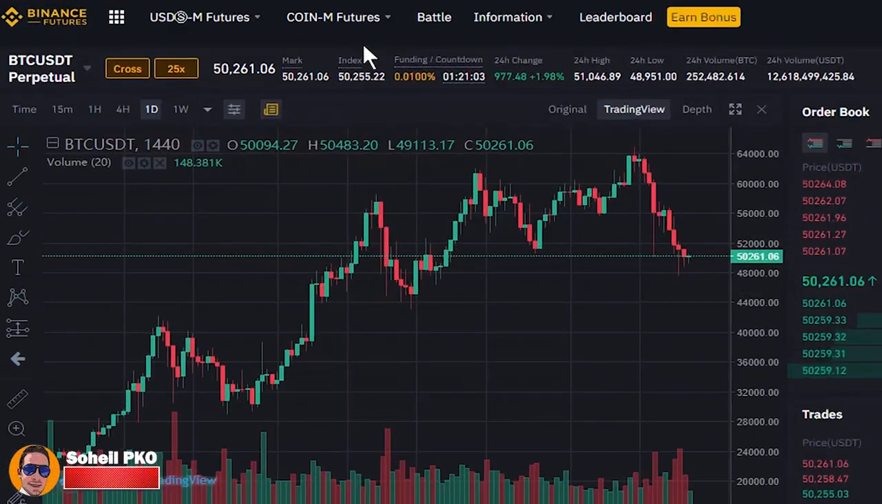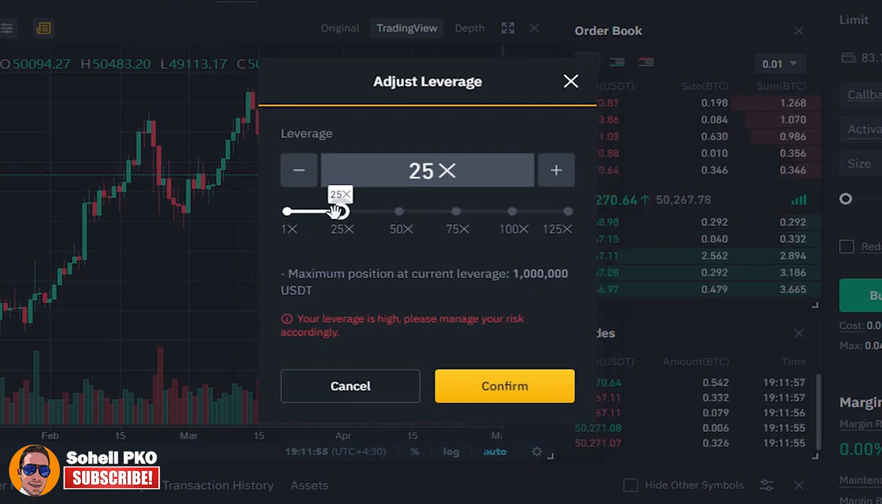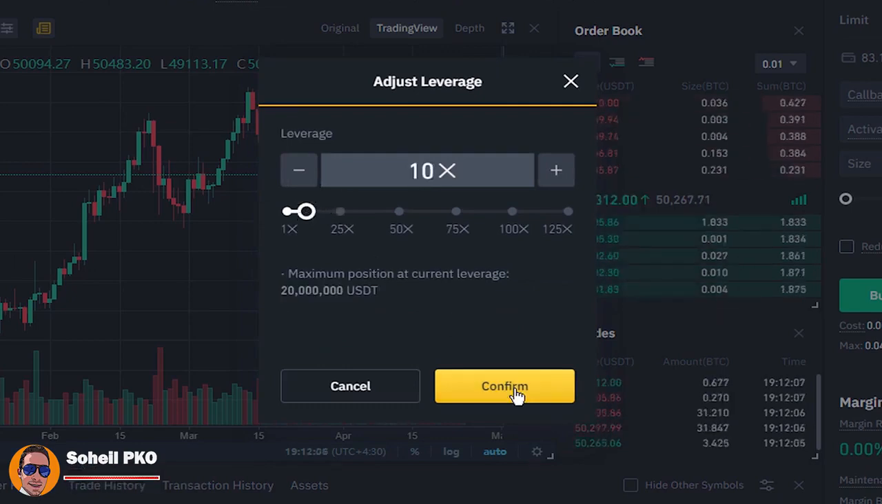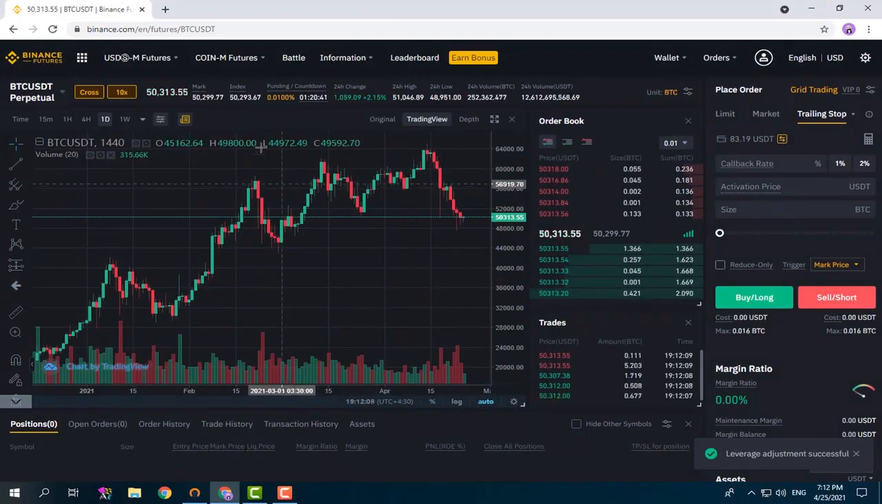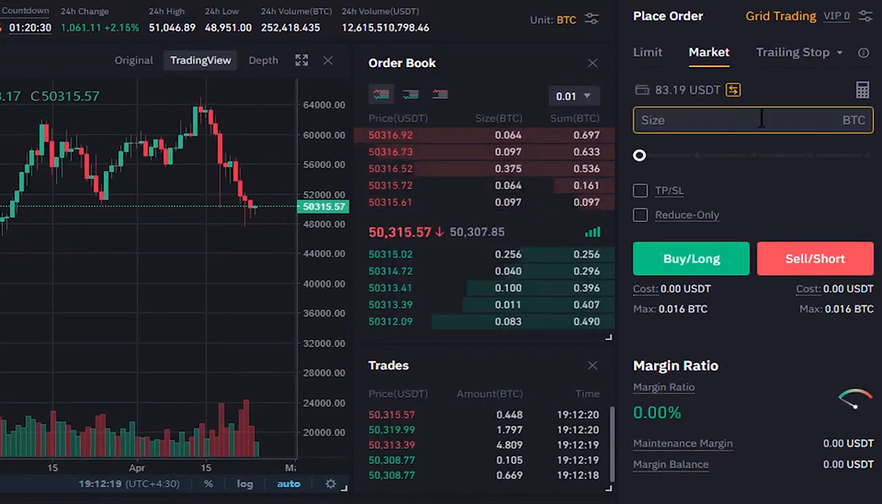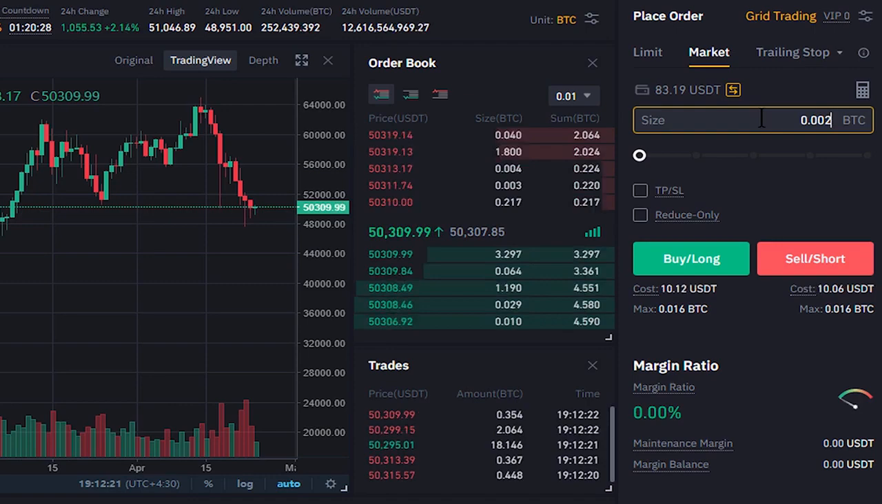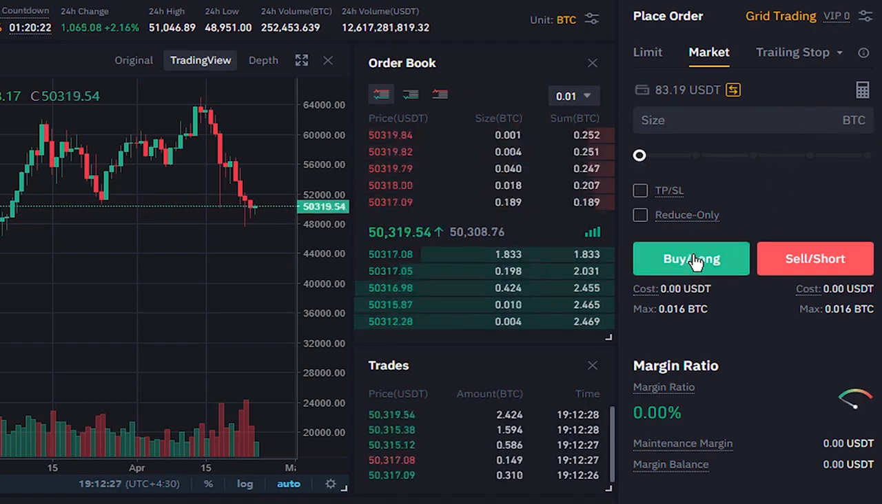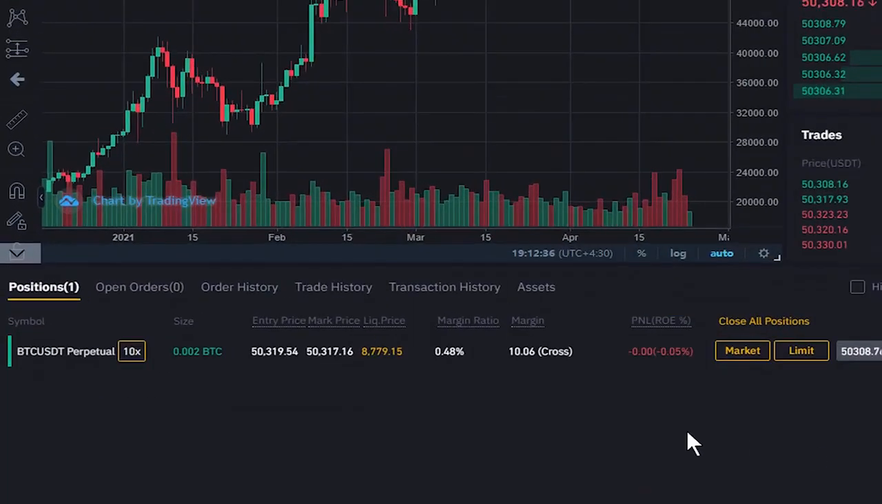First, let's open a long position on this contract, BTC USDT perpetual, and let's set the leverage to 10, for example. We click on confirm and here we go. Let's place a market order with the size 0.002. We click on buy long, order submitted. And here it is, our long position on BTC USDT perpetual contract.